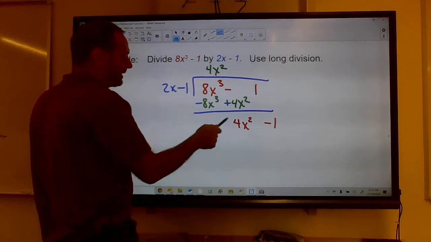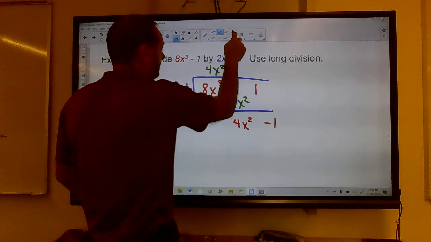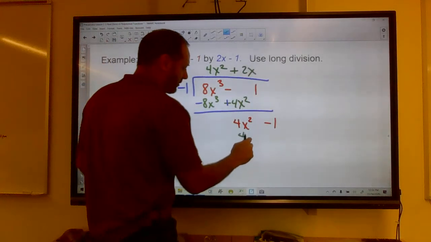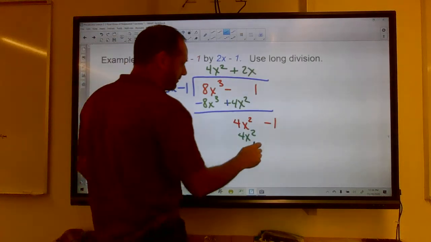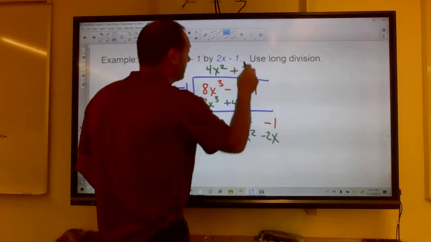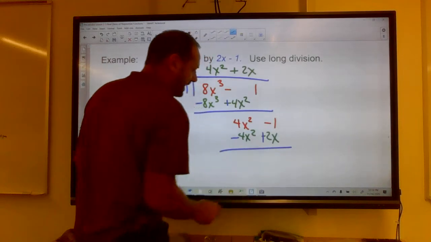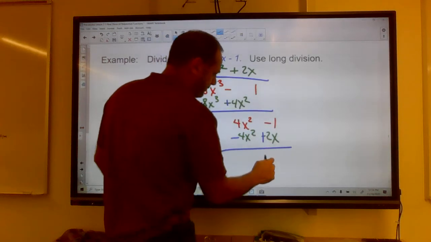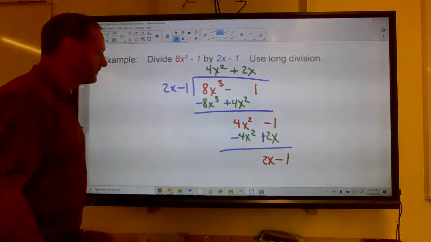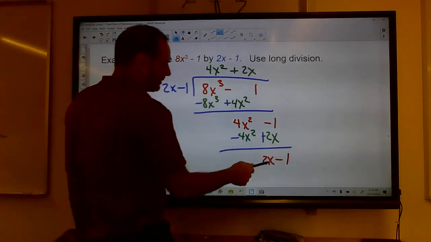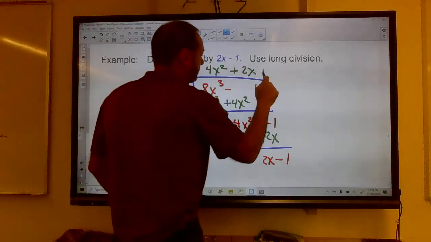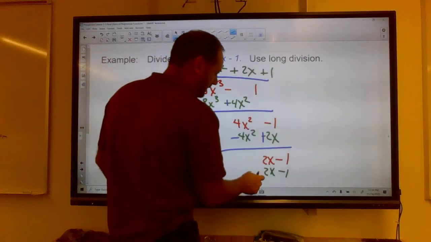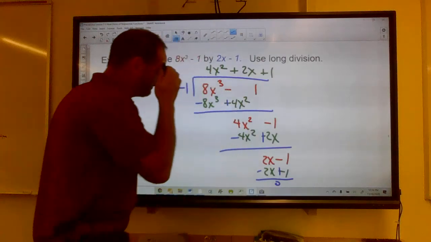So then I ask myself, what do I multiply 2x by to get 4x squared? And that would be 2x. 2x times 2x is 4x squared. 2x times negative 1 would be negative 2x. Subtract that. So now I get 2x minus 1. And 2x will go in there, well, that would be 1 time. So that would be 2x minus 1. And I subtract again, and I get 0. So it divided evenly.